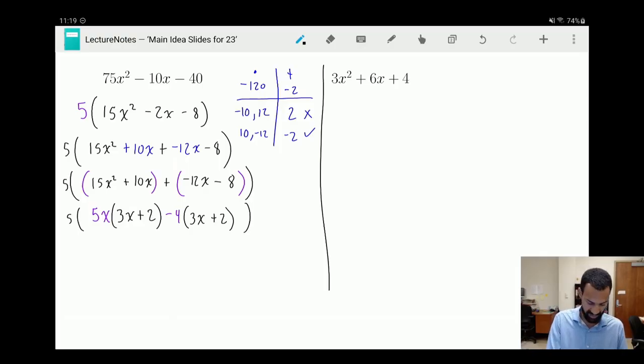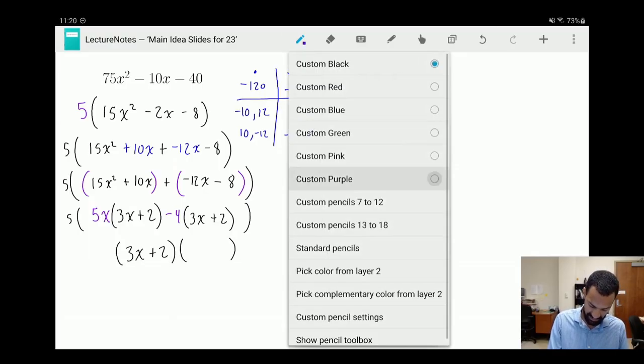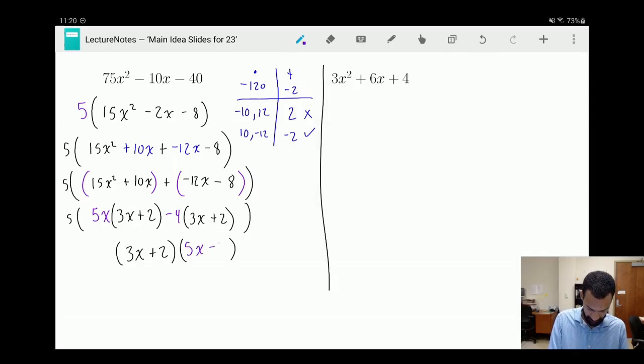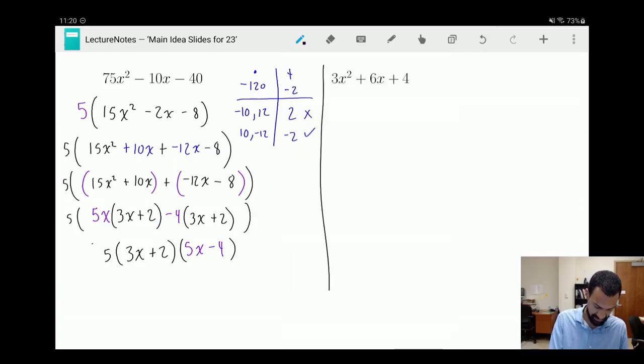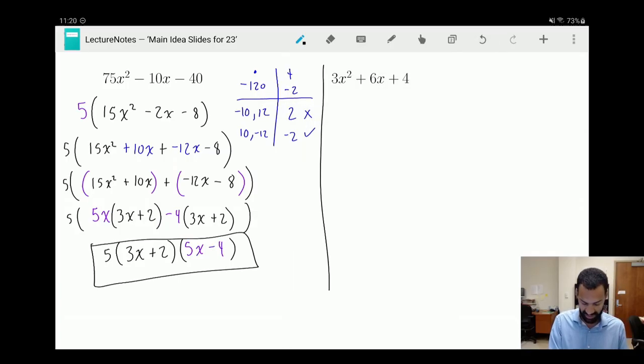Okay, finally, we have matching parentheses, right? 3x plus 2. We have 5x minus 4 as leftovers. Right, 5x minus 4. And let's not forget, a common mistake here is to forget that 5 on the outside. 5 times 3x plus 2 times 5x minus 4.